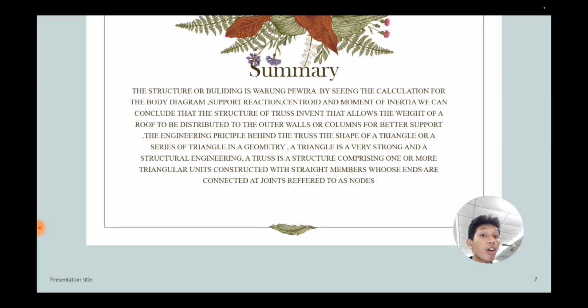conclude that the structure of truss event allows the weight of the roof to be distributed to other walls or columns for better support. The engineering principle behind the truss is the shape of a triangle or a series of triangles in geometry. A triangle is very strong, and a truss is a structure comprising one or more triangle units constructed with straight members whose ends are connected at joints referred to as nodes.